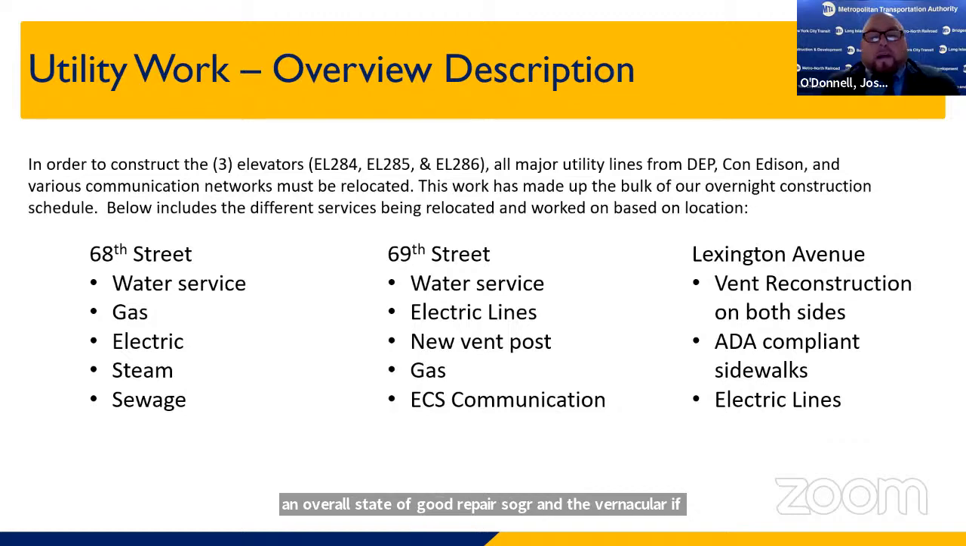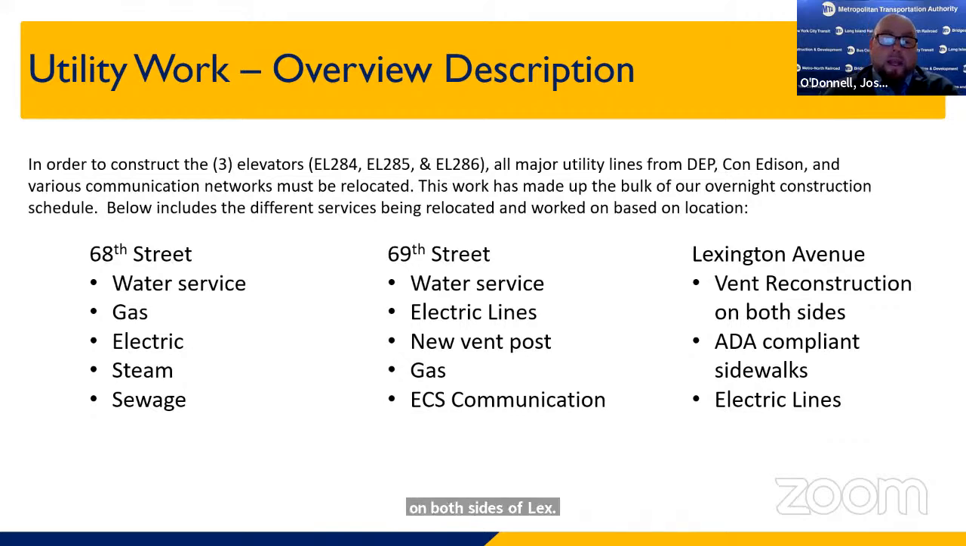In order to construct these 3 elevators, all of the major utility lines from DEP, Con Edison, and various communications networks need to be relocated. At 68th Street, for instance, we had to do water service, gas, electric, steam, and sewage. At 69th, again, water service, electric lines. There's a new vent post, and gas and ECS, which is your Verizon communications lines, needed to be reconfigured. And then on Lexington Avenue, there's vent reconstruction on both sides of Lex. We're going to be installing ADA compliant sidewalks and also, again, needing to relocate the electric lines.